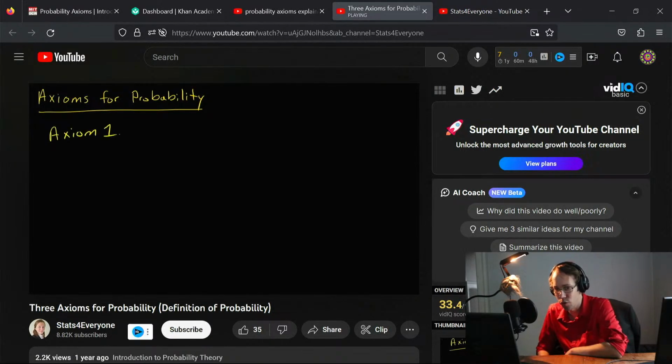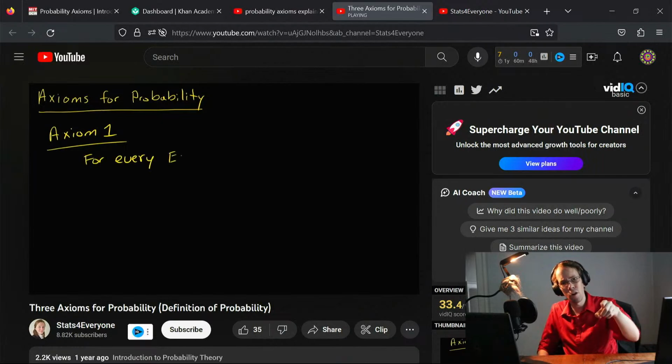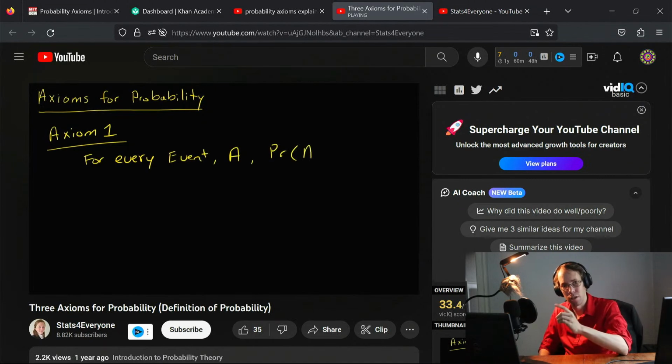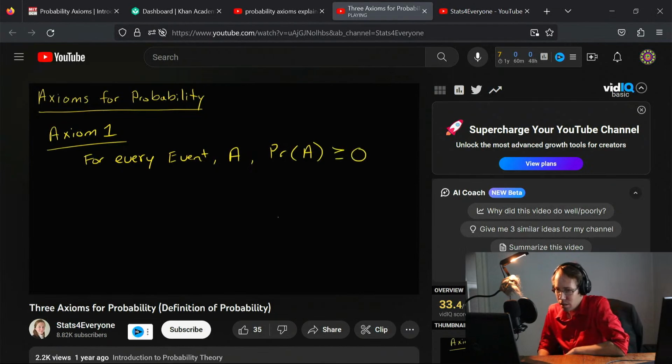Axiom 1 states that basically the probability of an event must be positive. Let me write that down. Don't forget it. The event A: the probability of that event has to be greater than or equal to 0. So it can equal 0, but it may not be negative, right? Probability has to be positive or 0.